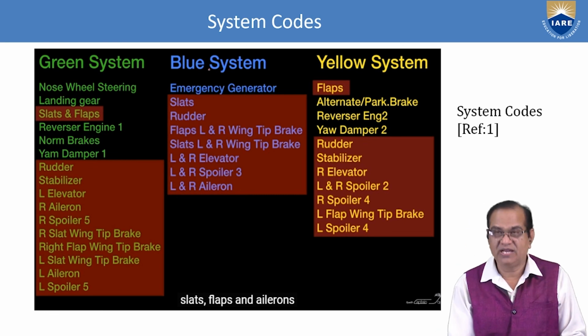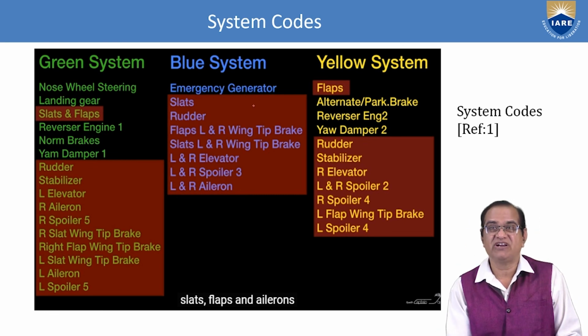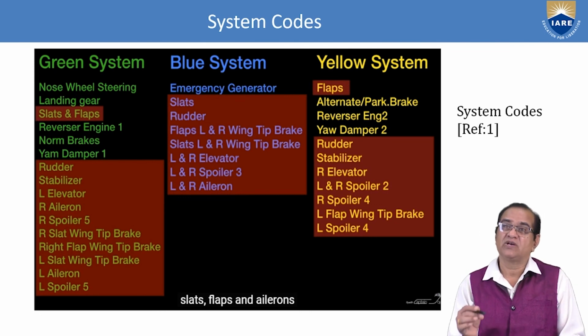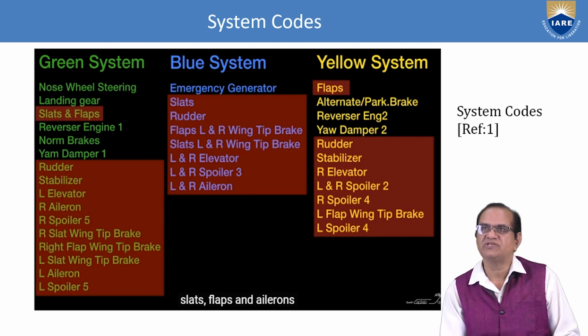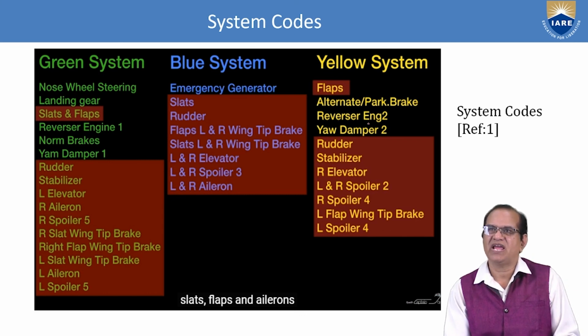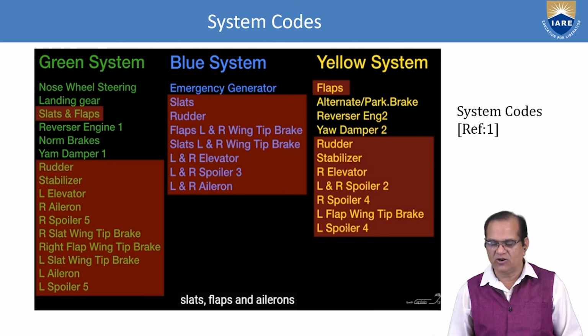hydraulic. And then blue systems: emergency generator, slides, rudder, flaps, left and right wing slats, left and right elevator, left and right spoilers, left and right ailerons. The blue system is for emergency. It is working by the emergency generator. Yellow systems: flaps, alternate park brakes, reverser engine 2, yaw damper 2, radar, stabilizer, right elevator, left and right spoilers, right spoilers, left flap, and these things are working with the help of the yellow system.